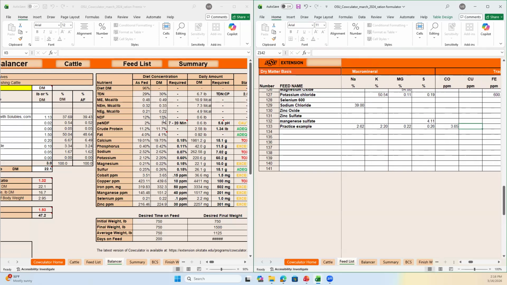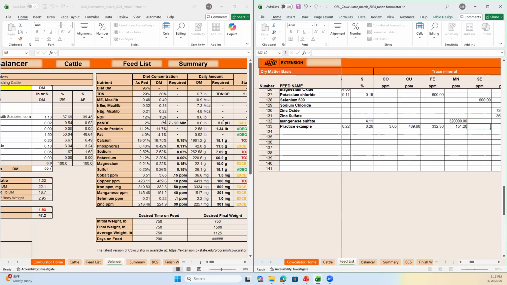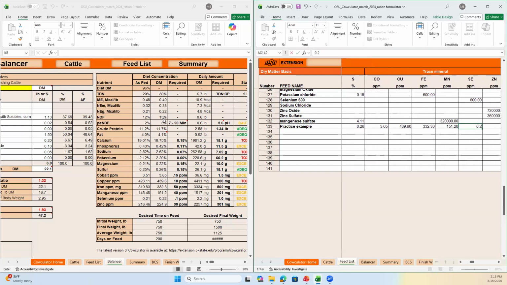Sulfur 0.26. Cobalt 3.65 ppm, copper 439.6, iron 332.3, manganese 151.2, selenium 0.22, zinc 224.9.